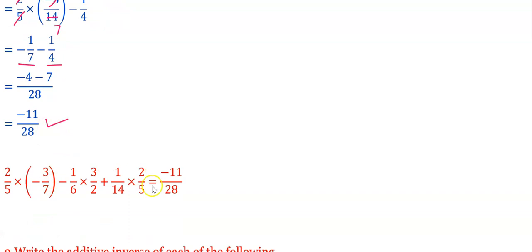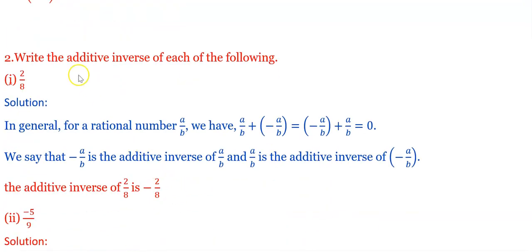Therefore the answer is minus 11 upon 28. Now the next. Write the additive inverse of each of the following. Additive inverse means which element we should add to it to get 0. Therefore, in general, for a rational number a upon b, we have a upon b plus (minus a upon b), or minus a upon b plus a upon b, you will get 0.